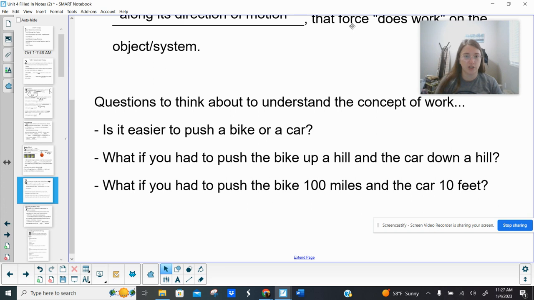A couple other things are changing. If you had to push the bike 100 miles and the car only 10 feet, what if the distance changed, right? What would be easier? So this is the concept of work. I can transfer energy in a bunch of different ways, and it depends on the distance, actually, for one thing, and the direction that I'm applying the force.